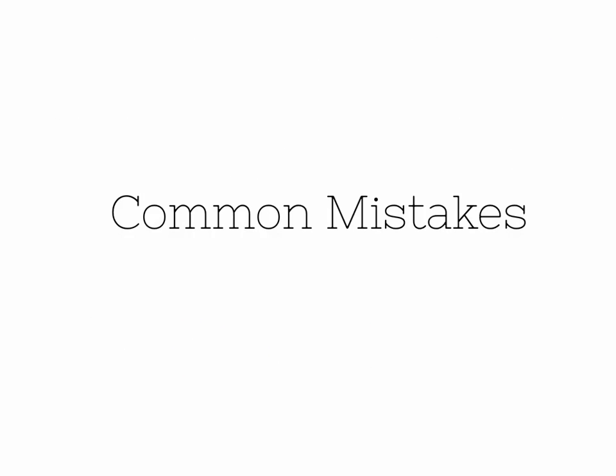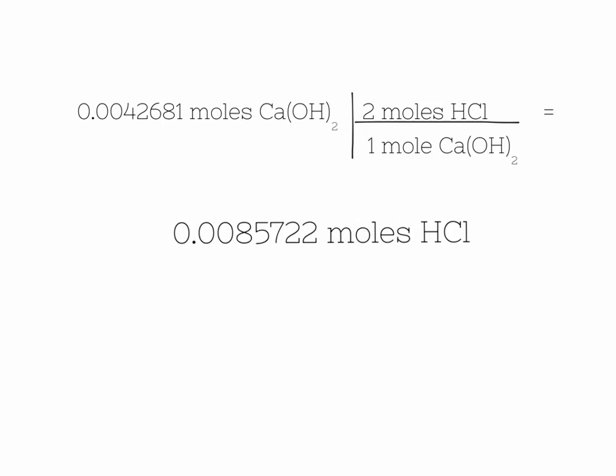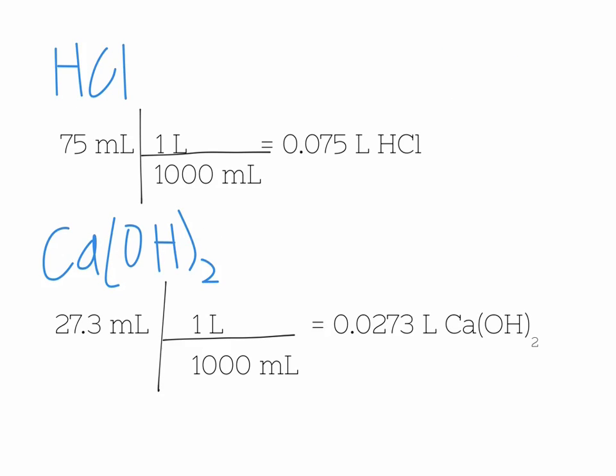Let's look at some common mistakes that occur during titration problems. The biggest common mistake is forgetting that the moles of hydrochloric acid can be found from the moles of calcium hydroxide by using stoichiometry. Be careful to not use the equation M1V1 equals M2V2. Another common mistake is forgetting to convert the given volume of each solution from milliliters to liters.